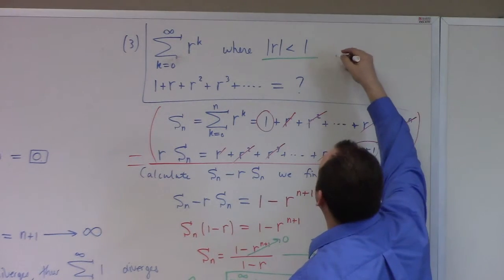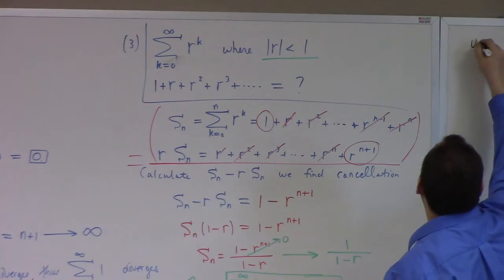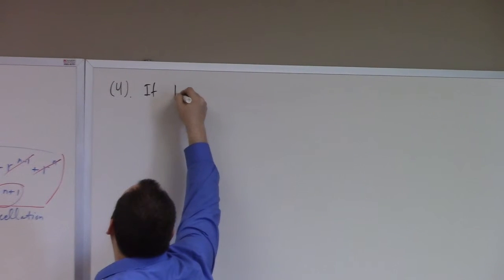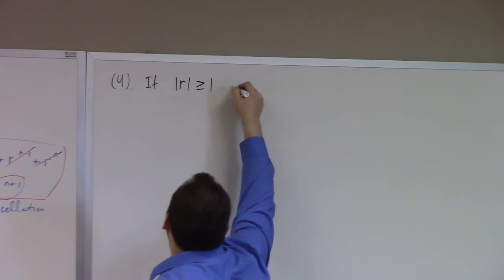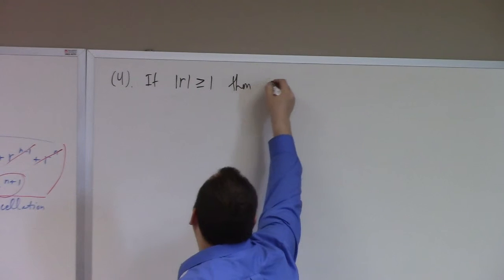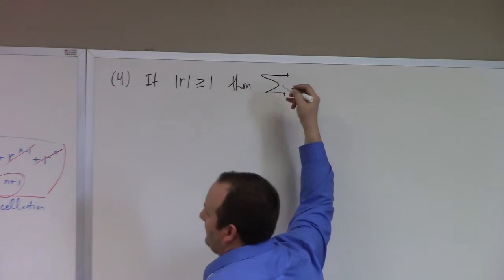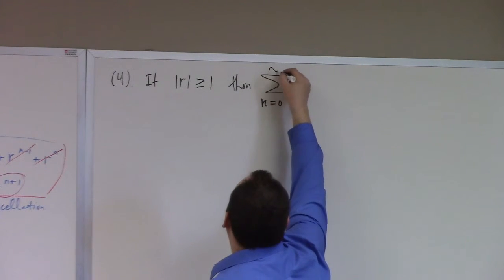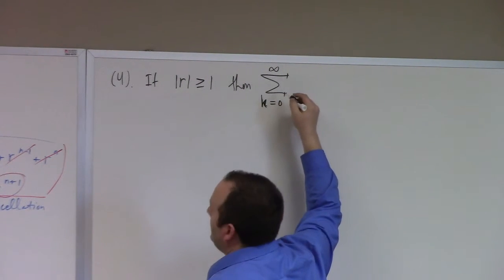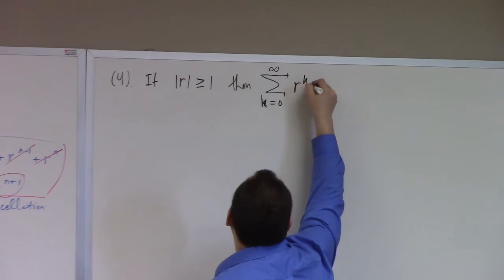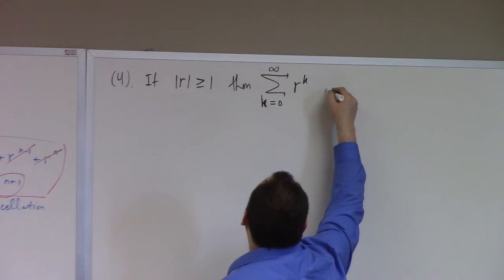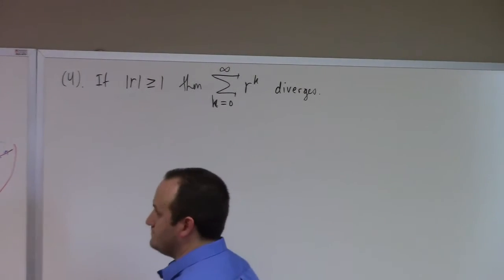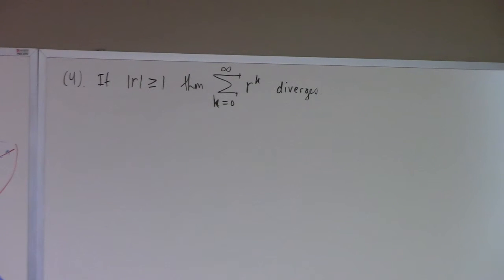So let me say, if the absolute value of r is greater than or equal to 1, then the sum, I'll just write it as a separate example just so we're not confused. Sum k equals 0 to infinity of r to the k diverges. I would say that's a divergent geometric series.